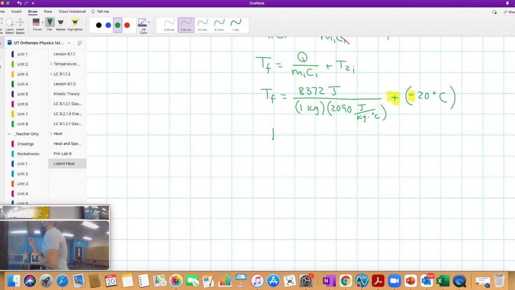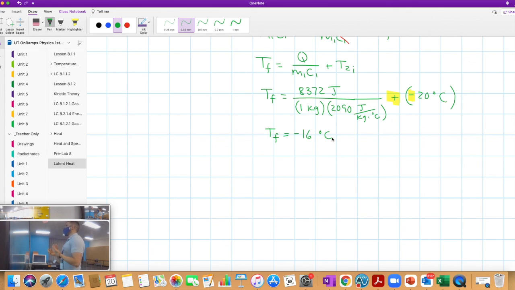So temperature final, come on, for me at the end. Temperature final, come on, we can do this. There you go. Negative 16 degrees. One more. Guys, I don't know what's wrong with my board. Okay, it's kind of legible.